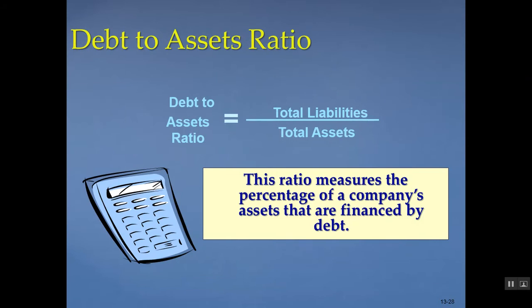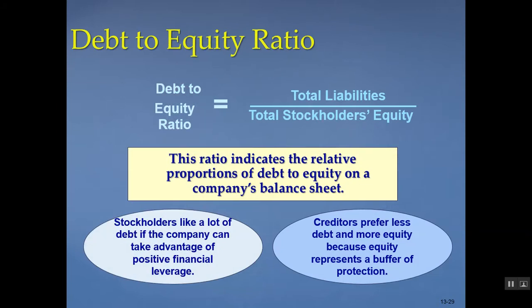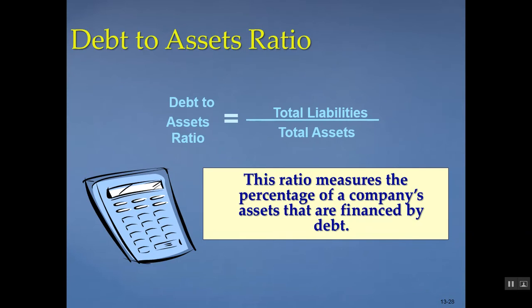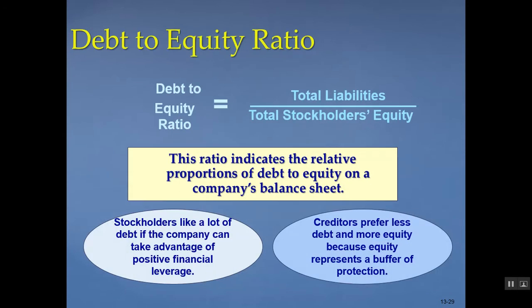The debt to assets ratio is computed by taking your total liabilities as a percentage of your total assets. And the ratio measures the percentage of company assets that are financed by debt versus equity. The debt to equity ratio is similar, but it's computed as your total liabilities over your total stockholders' equity. Here we were looking at total liabilities versus assets, whereas here we're looking at total liabilities versus stockholders' equity. The ratio indicates the relative proportions of debt to equity on a company's balance sheet.